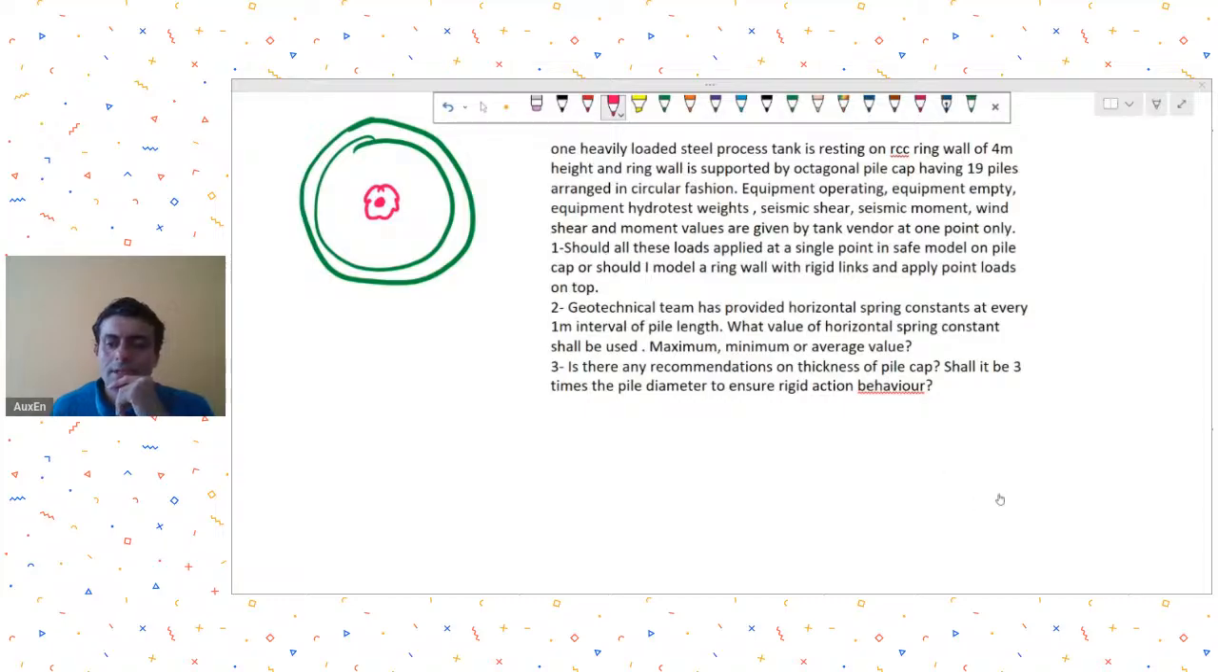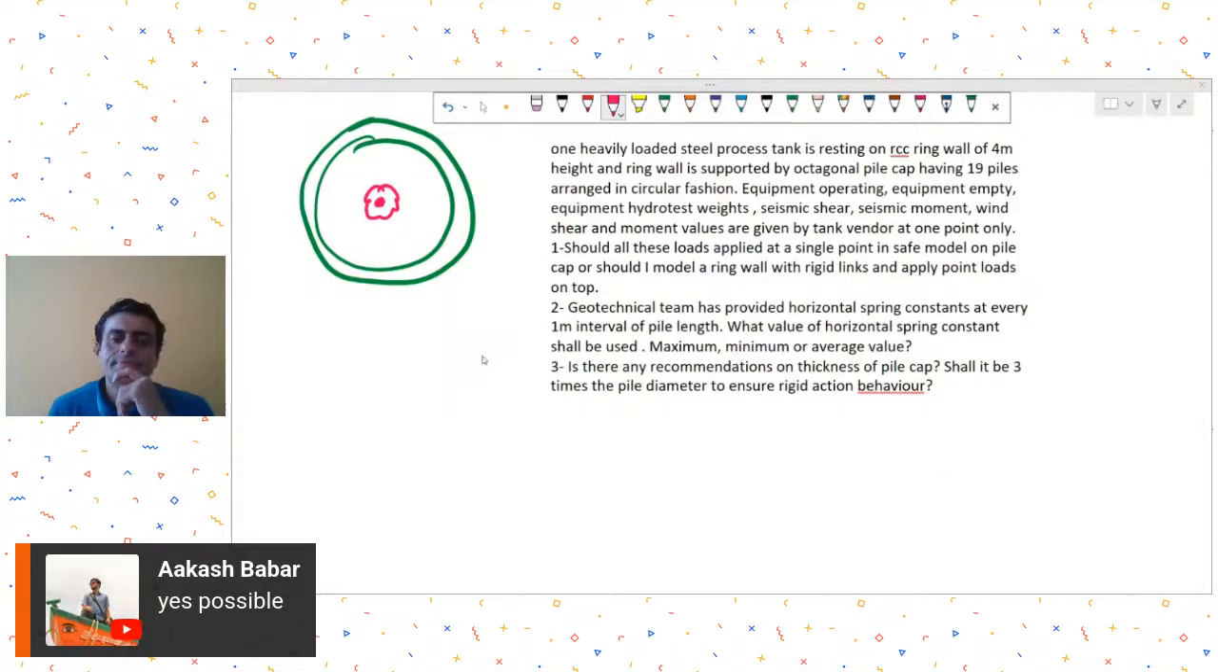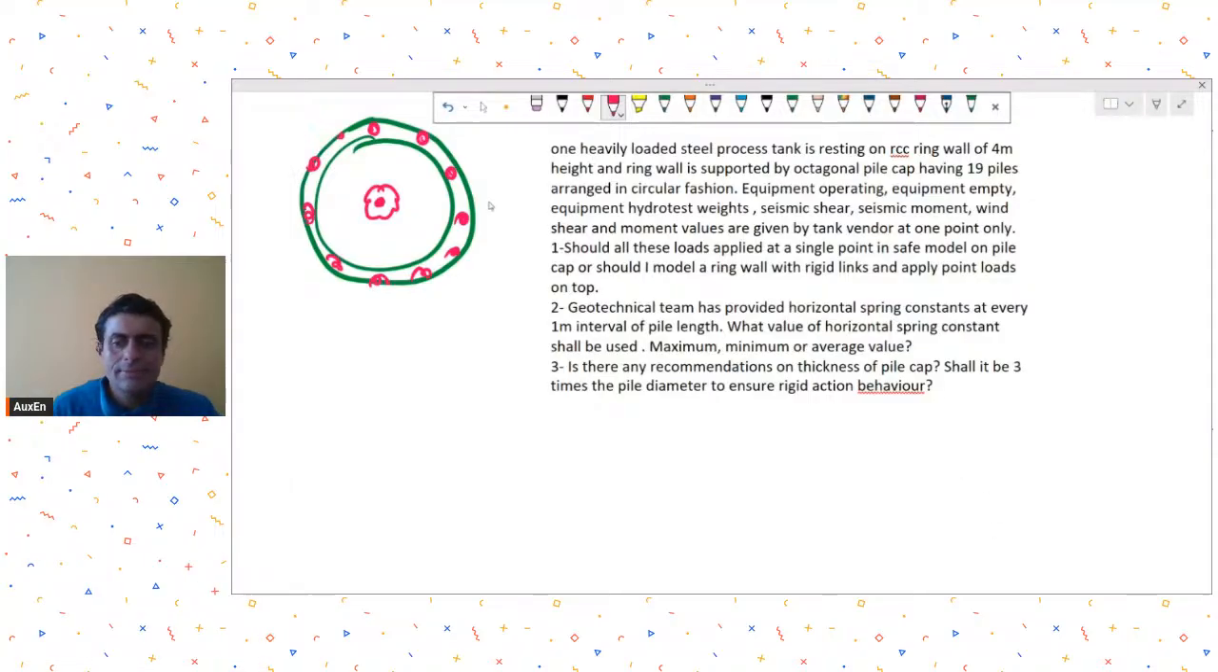Is it possible? Is Mr. Akash confirming it is possible? Good. So if it is possible, then I have not tried this, but I would have done this manually by, let's say there are 19 piles. Is this how you have placed the 19 piles? Circular? Is this how you have placed the 19 piles?